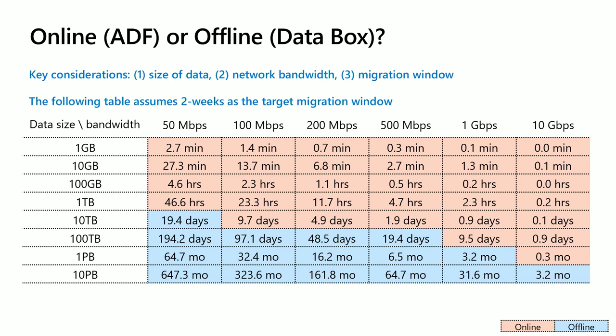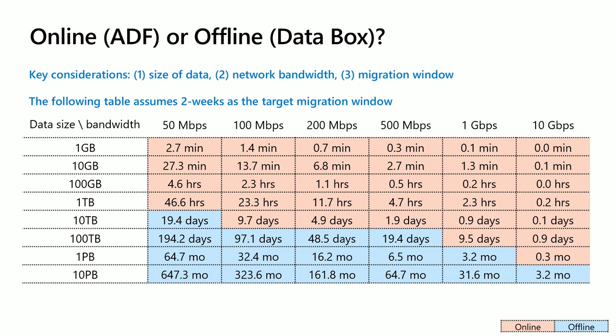So here is just a simple calculation. Each row is your data size, and each column is your available bandwidth. Azure Data Factory is highly scalable to utilize your network bandwidth and storage IOs. With that in mind, we just calculate data size divided by the available bandwidth, then you can get the migration window.